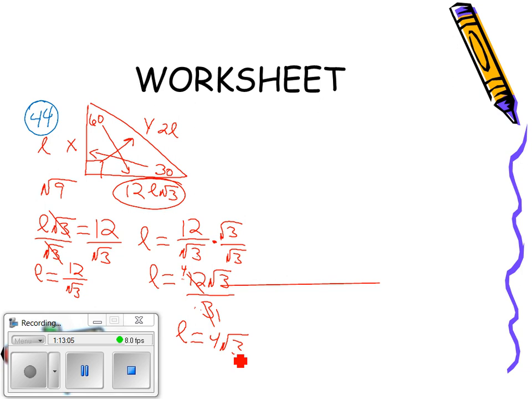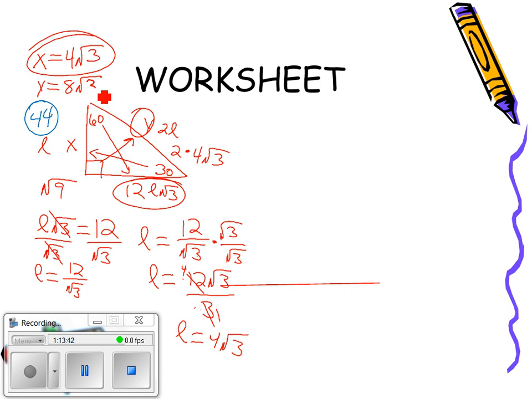Now after we've done all that work, that's still not our answer. We come back up to the triangle and look at X. X was the same as L on that side, so X is 4 radical 3, and that's part of our answer. Now we want to find Y. Y is 2 times L, so it's going to be 2 times 4 radical 3. If you have 4 radical 3 twice, that's just going to be 8 radical 3. Those are your two answers.